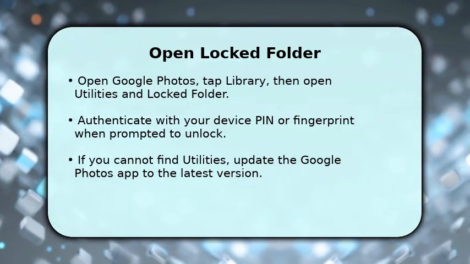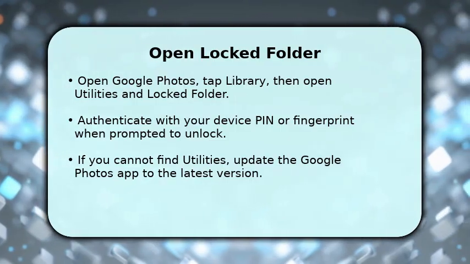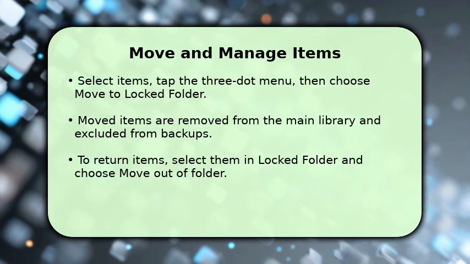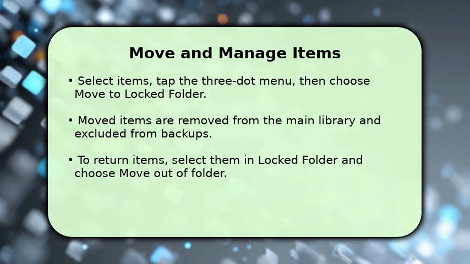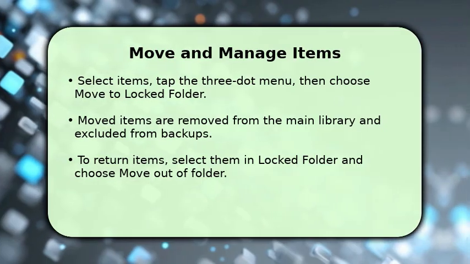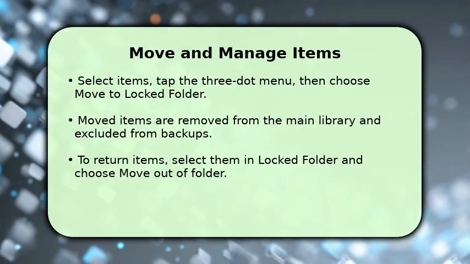To add photos, select one or more items in Google Photos and tap the three-dot menu. Choose Move to Locked Folder to transfer them and remove them from the main library. The app will confirm that moved items are deleted from visible albums and excluded from backup.